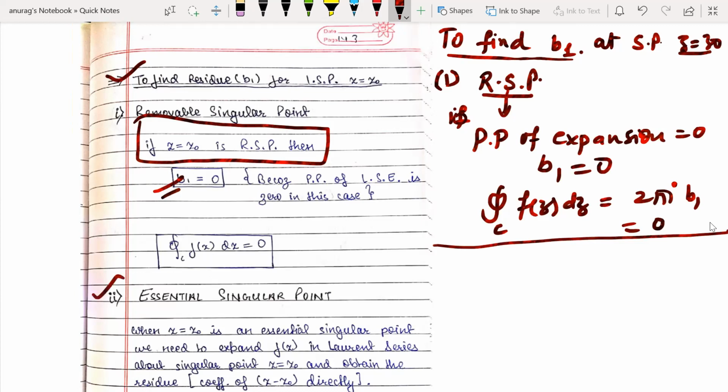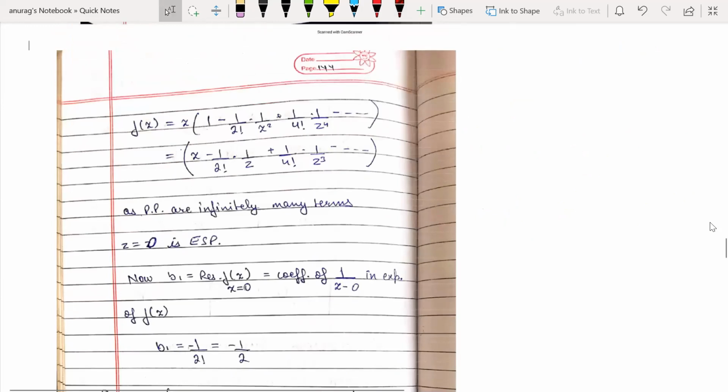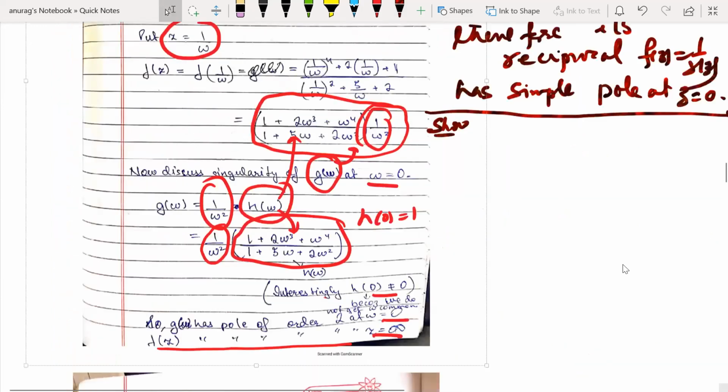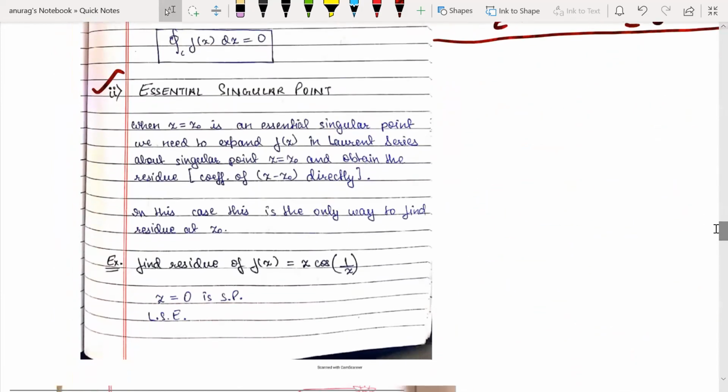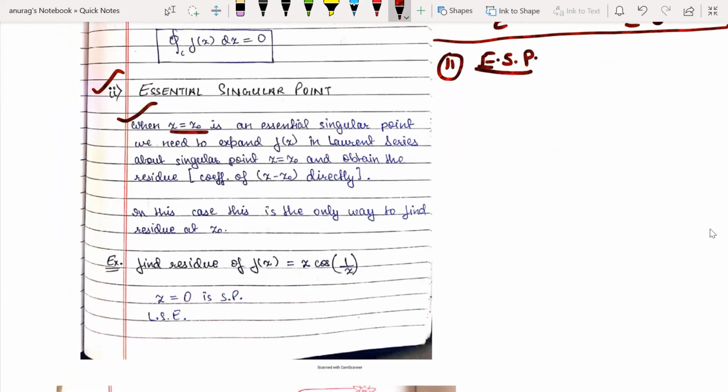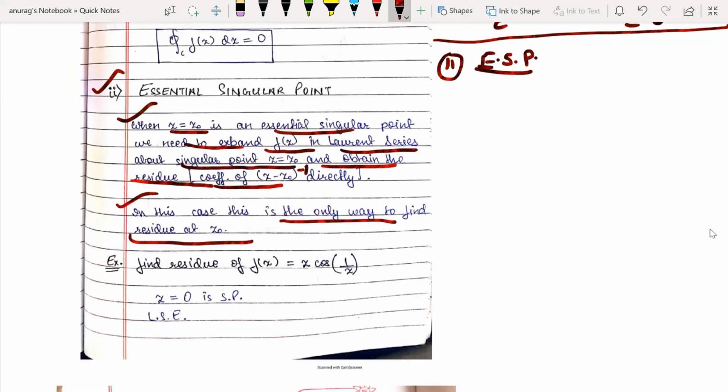Okay. Now the essential singular point, second case. In the case of an essential singular point, I told you that when z equal to z naught is an essential singular point, we need to expand f(z) in a Laurent series about the singular point z equal to z naught and obtain the residue, the coefficient of (z minus z naught) to the power minus 1, directly. In this case, this is the only way to find the residue at z equal to z naught.